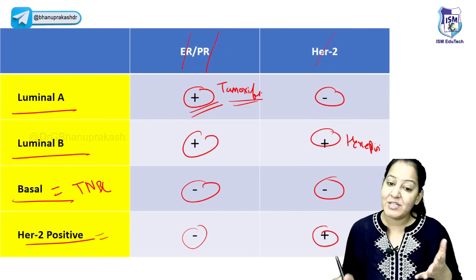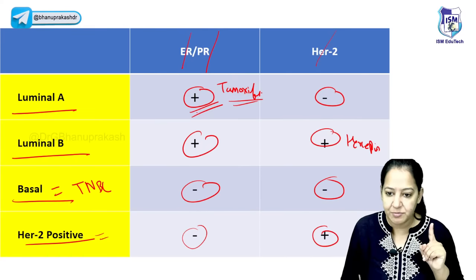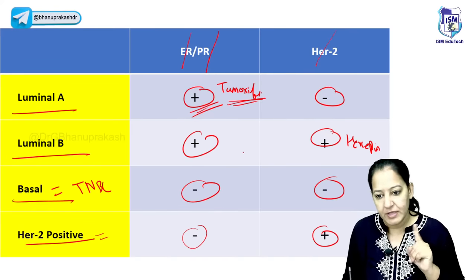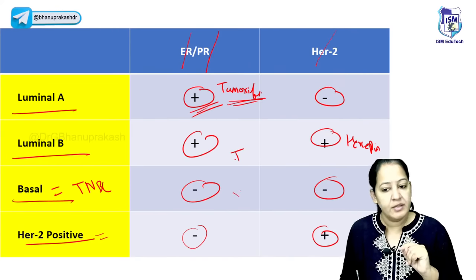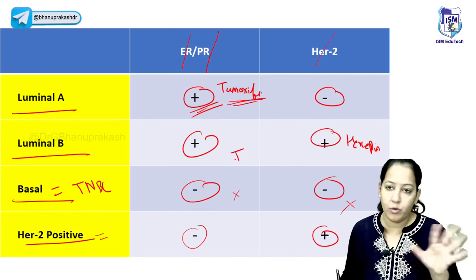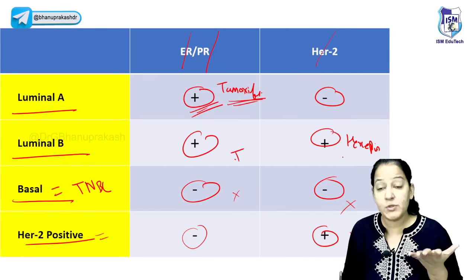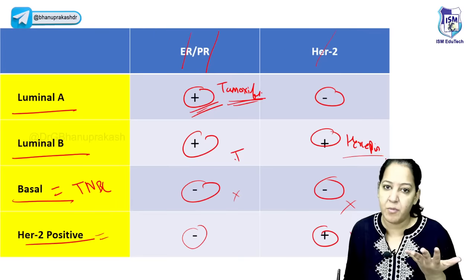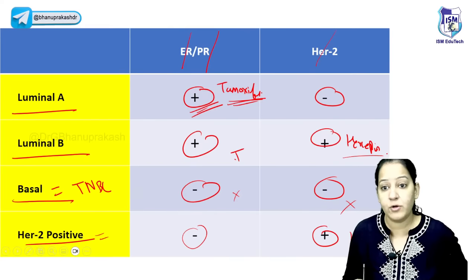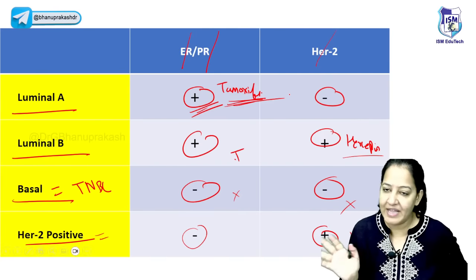Herceptin. So that depends on what treatment you will give to your patient. This patient gets only tamoxifen. This one, tamoxifen plus Herceptin both. This one is given nothing, no hormonal, no targeted therapy, only chemotherapy. And here we will give only Herceptin. Herceptin is a very costly drug. It is given in the form of an IV, it's not oral. Tamoxifen is oral. It's not that costly.